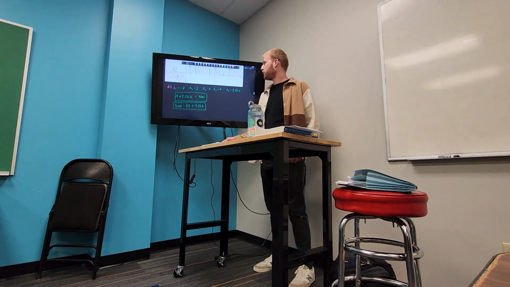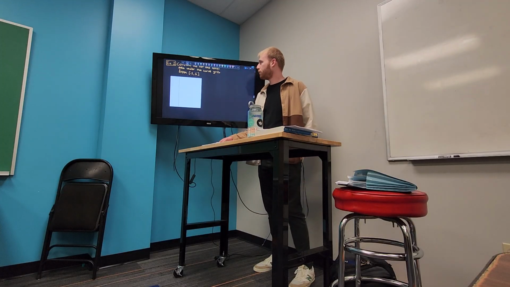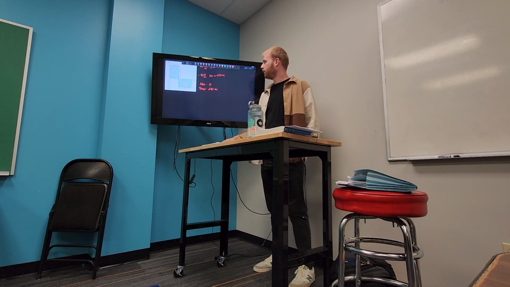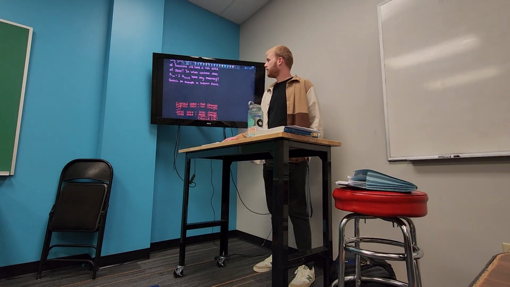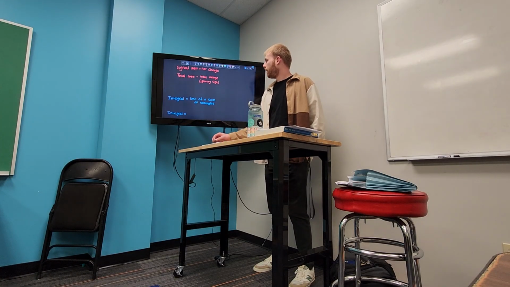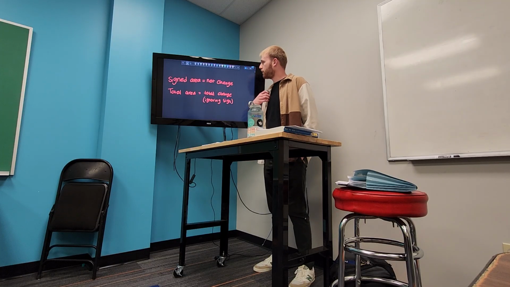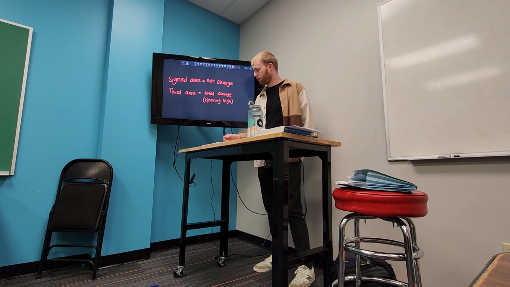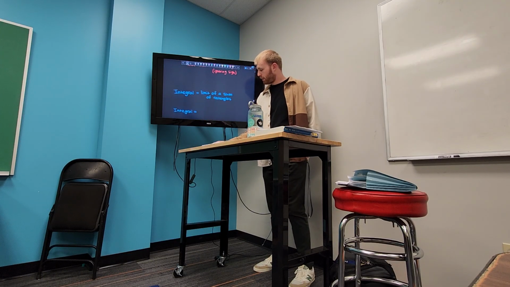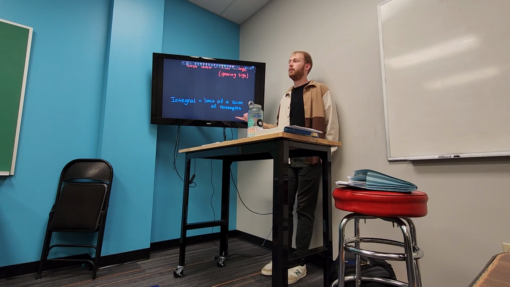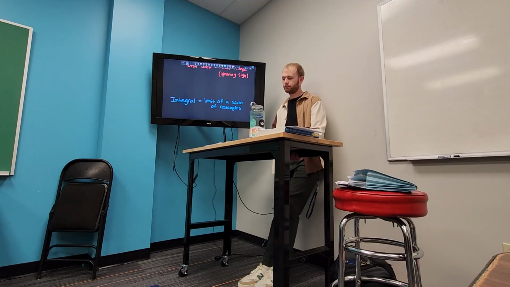Then we did some examples with just some geometric shapes. That's what your homework was about too, some geometry to find the area under curves. I just want to really solidify this idea. We ended the day with this: your signed area is your net change, your total area is your total change, ignoring the sign. So the integral is the limit of a sum of rectangles. We talked about that on Monday.